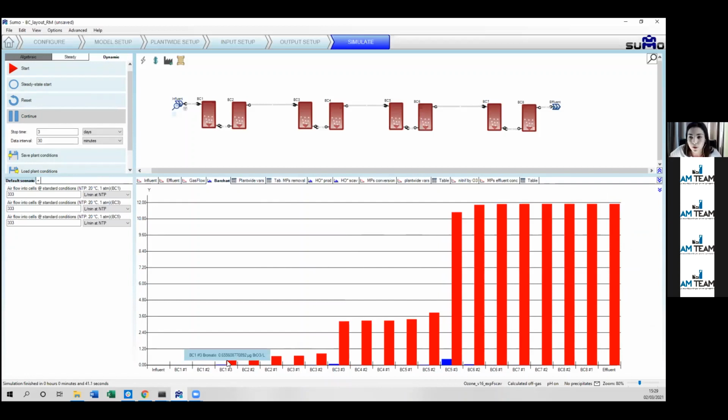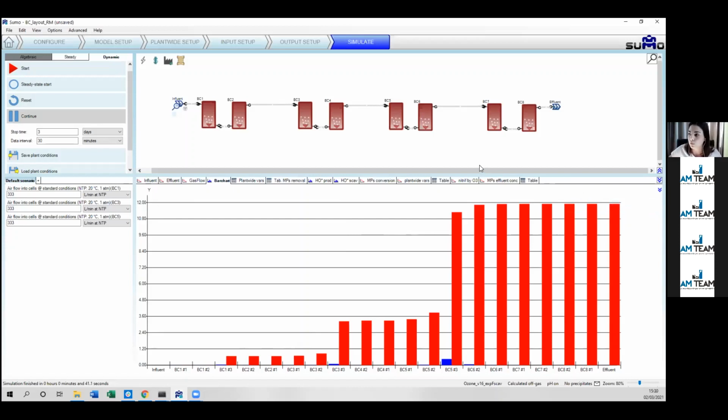So the bromate formation in BC1 is now very limited, it's only 0.6 micrograms per liter. Then we have a small jump up in BC3 to 3 micrograms per liter, and the highest formation occurs in BC5, in the last column where we are dosing. But in the effluent, now we have almost 12 micrograms per liter.